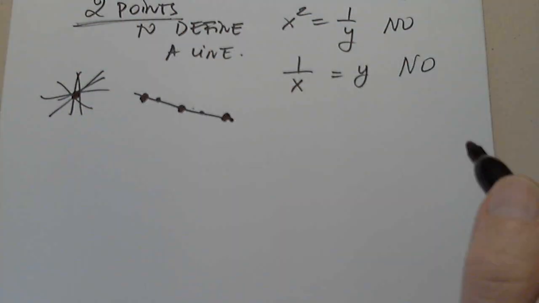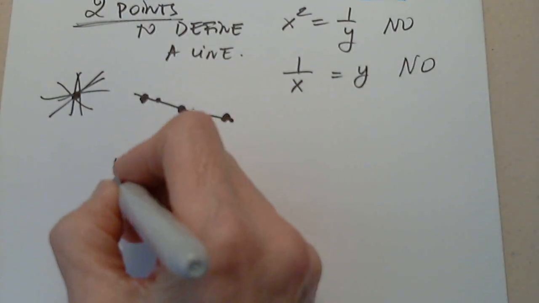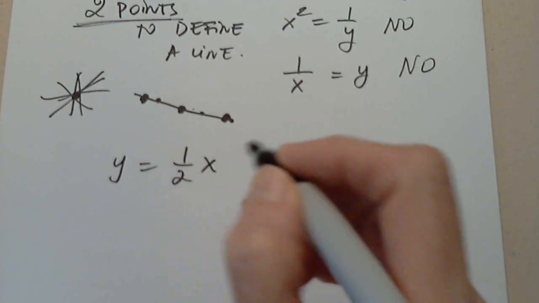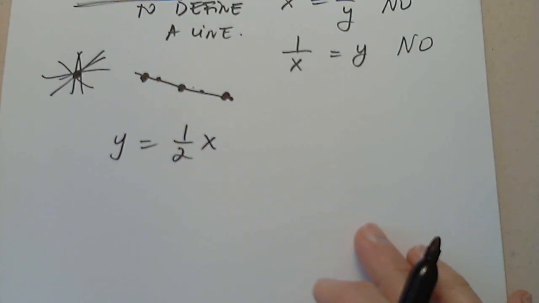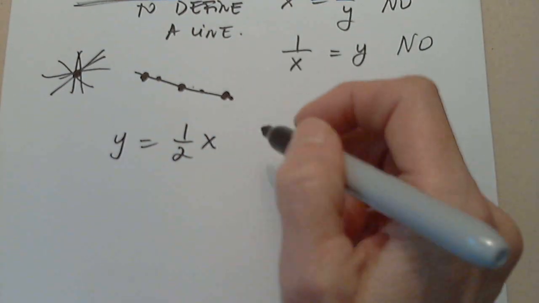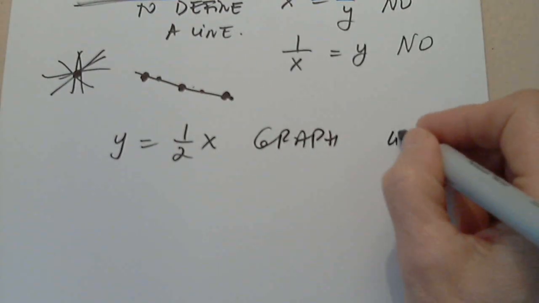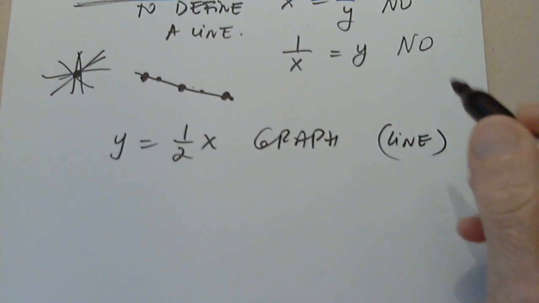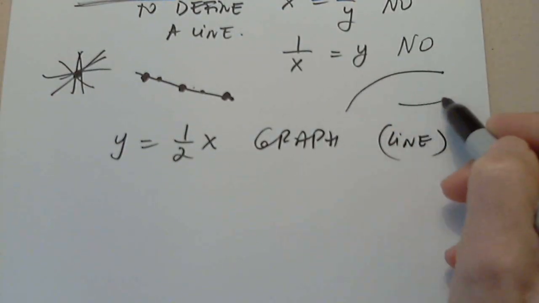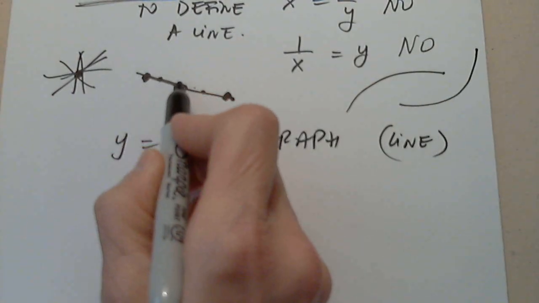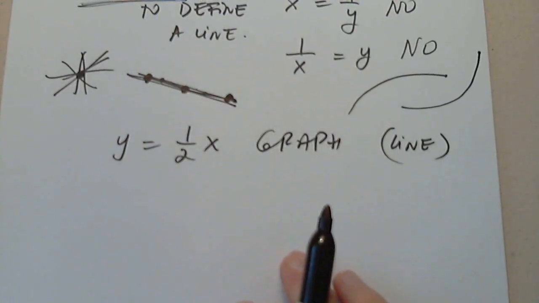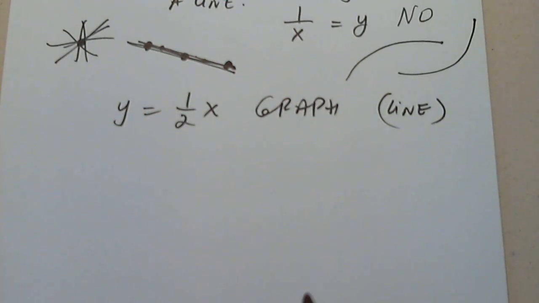And I like to start with this example. Let's say y equals 1/2 x. Well, I want to graph this equation. I know it's a line. Please don't graph it like this. It's a straight line, in other words. Good. How do I make up points?